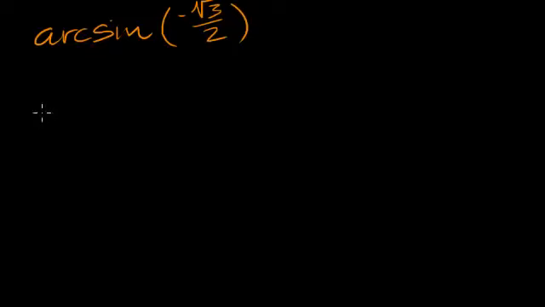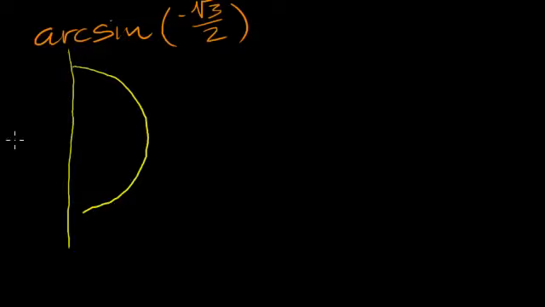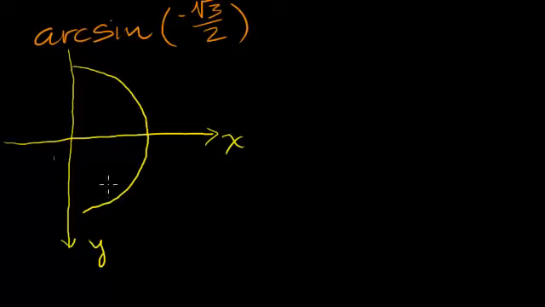So let me just draw my unit circle. And when I'm dealing with arcsine, I just have to draw the first and fourth quadrants of my unit circle. That's the y-axis. That's my x-axis, x and y. And where am I? If the sine of something is minus square root of 3 over 2, that means the y-coordinate on the unit circle is minus square root of 3 over 2. So it means we are right about there. So this is minus square root of 3 over 2. This is where we are. Now what angle gives me that?